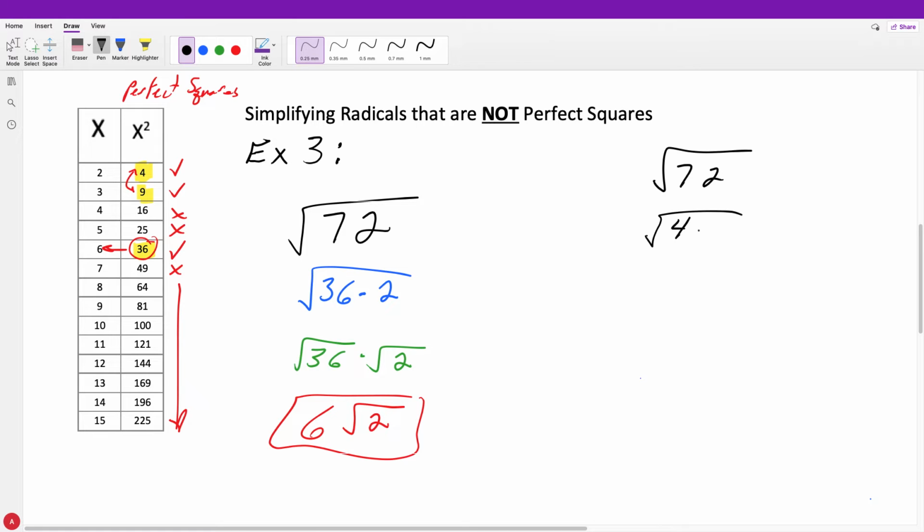We could rewrite this as 4 times 18, and then we could take the square root of 4 times the square root of 18. This is giving me 2, and this is going to give me the square root of 18. However, 9 still goes into 18. So this can be reduced even more. So if you don't take the largest number that goes into it, you would have simplified the radical, but not all the way. So that would actually just be considered AP and not proficient.